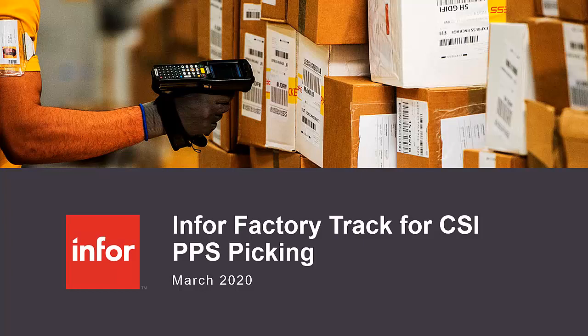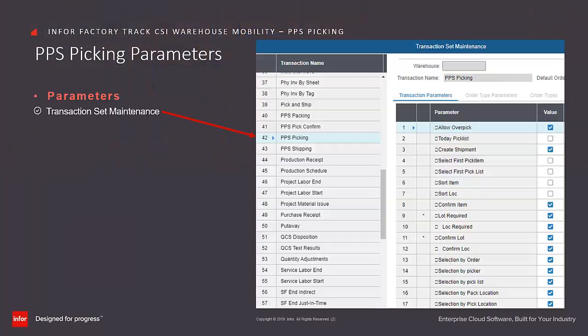Info Factory Track for CSI, PPS Picking, where PPS stands for Pick, Pack, Ship. Factory Track has several PPS picking parameters to control the validations, displayed fields, and processing options that are permitted as part of the PPS picking process. These are defined on the transaction set parameters form for the PPS picking transaction.